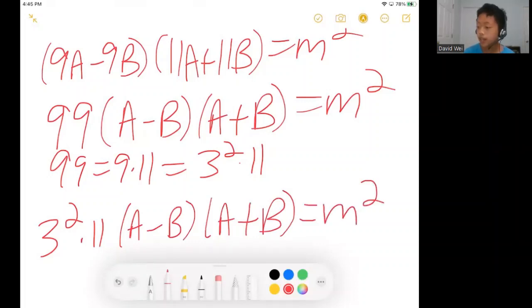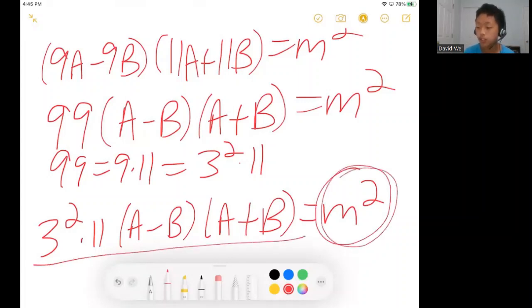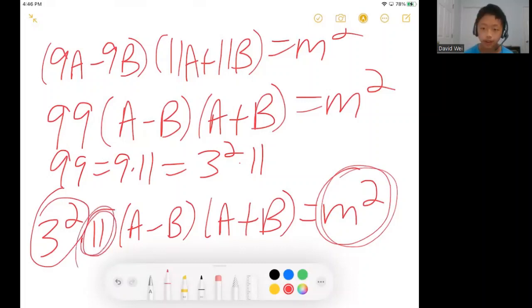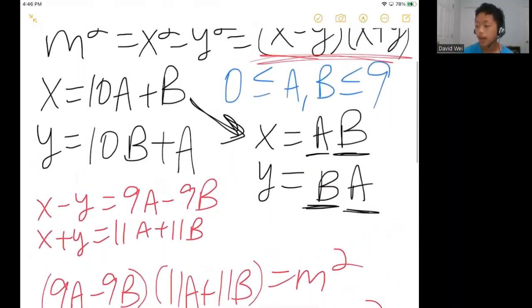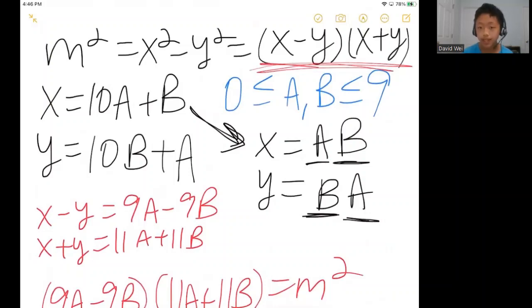The right side is m squared, which tells us the left side is a perfect square. 3 squared is obviously a perfect square, but we have this extra factor of 11. So in order for the left side to be a square, we need a factor of 11 squared on the left side, which means that a minus b times a plus b has to be divisible by 11. But remember that a and b are digits, so from up here, a and b were between 0 and 9, since they were digits of a number.